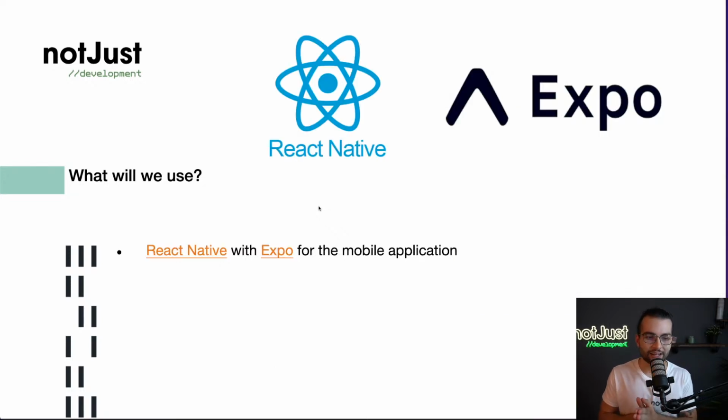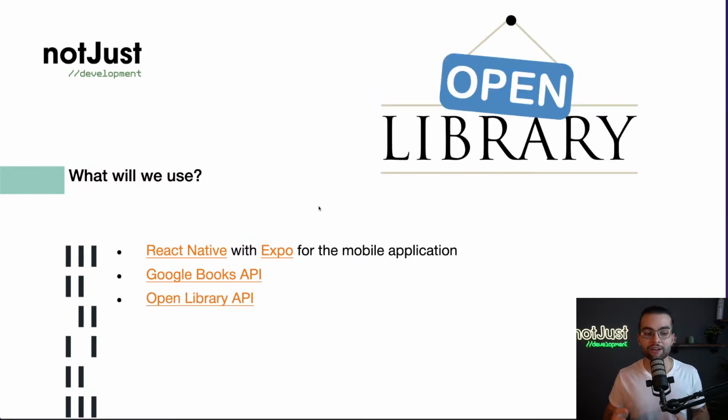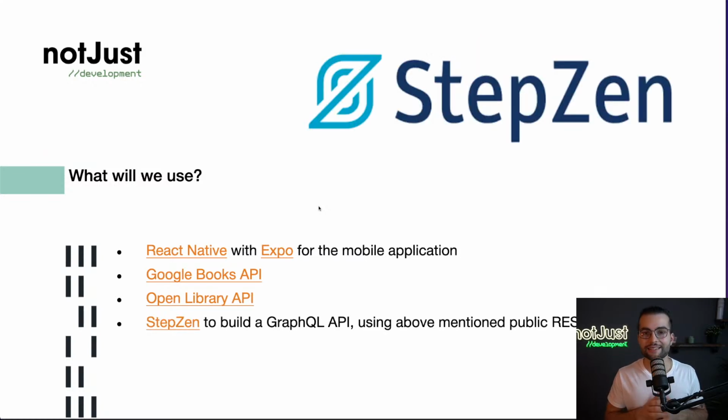So what exactly we're gonna use for today's build? We're gonna use React Native with Expo to build a mobile application because, of course, you know that this is the best way to build cross-platform mobile applications. We're gonna use Google Books API and also Open Library API to query the data that we will need in the application. We will use StepZen to build a GraphQL API using the Google Books and Open Library API. So in a moment, I'm going to show you how StepZen will help us simplify the whole architecture and the whole process of building this application.